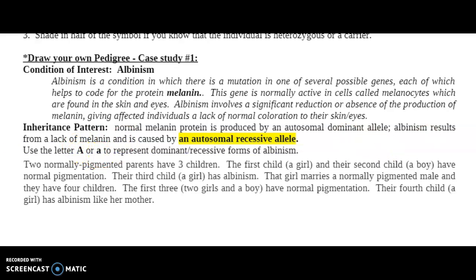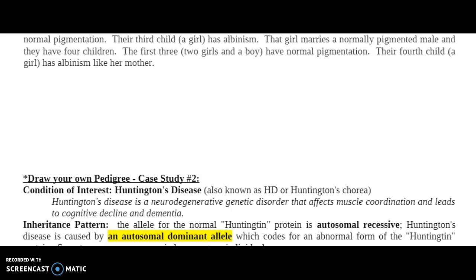So we have two normal pigmented parents who have 3 children. We're going to start out with our normal pigmented parents. We can draw this in there. We have a mom who is not affected, and she is married to a dad who is not affected. And that's what we know so far. And they had children. So this is the line connecting them to their children.